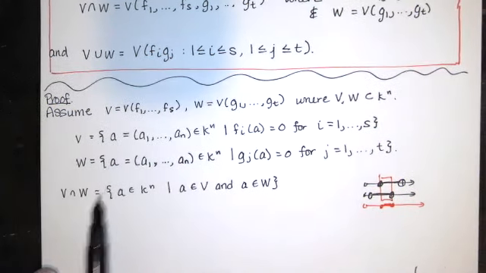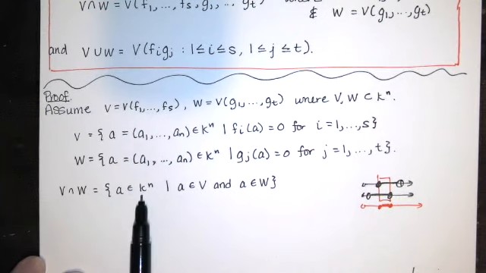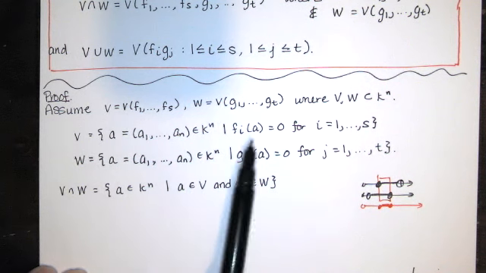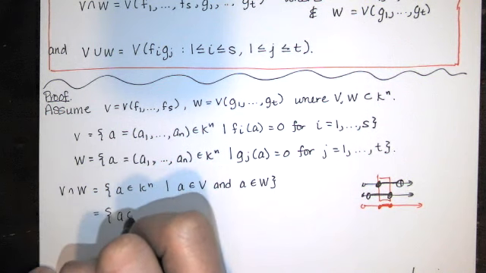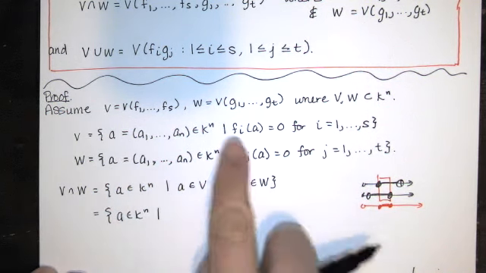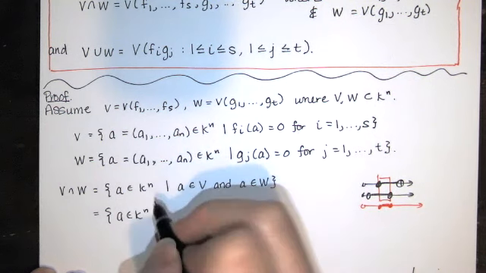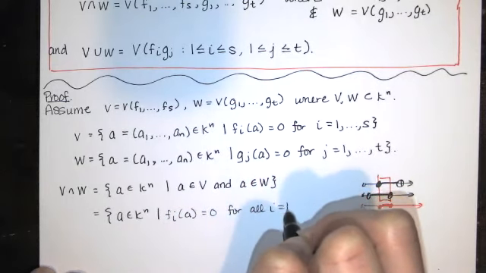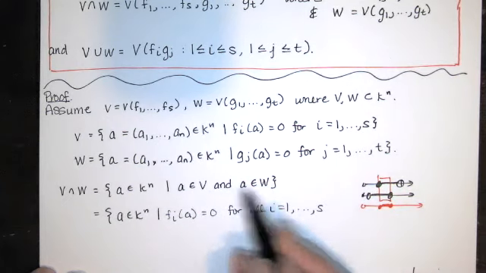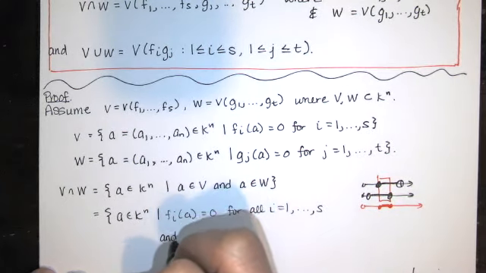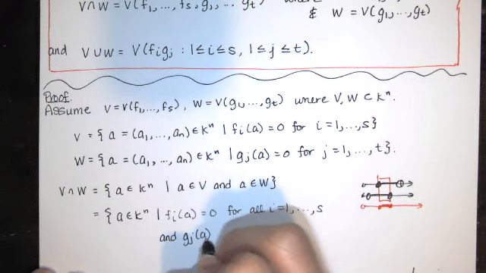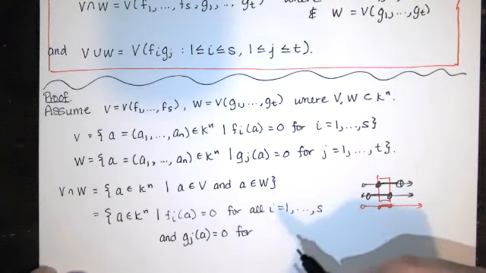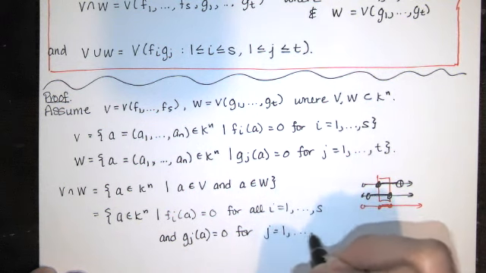So we've got the intersection of V with W is all the points A in n-dimensional affine space such that A is in V and A is in W. Well, if A is in V, that means that f sub I of A is equal to 0 for I equals 1 through S. And since A is in W, g sub J of A is equal to 0 for J equals 1 through T.